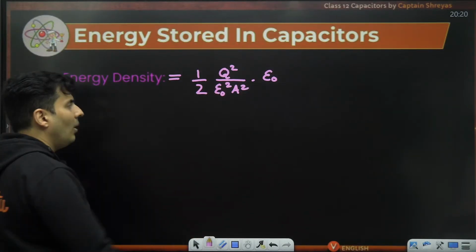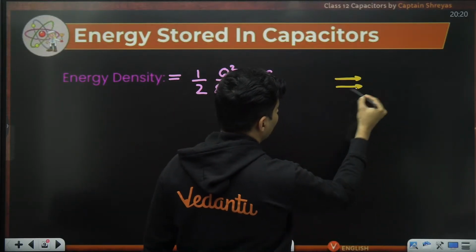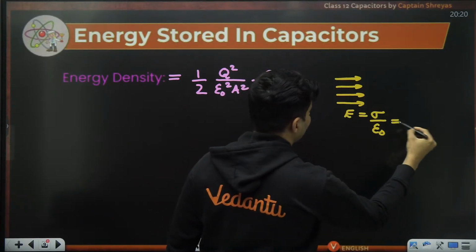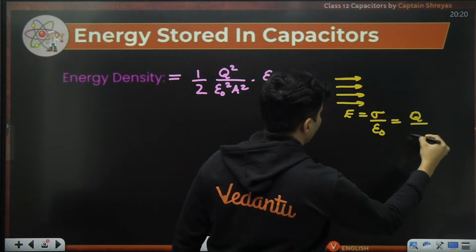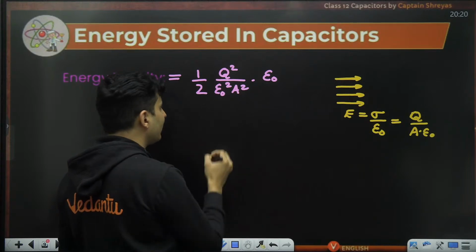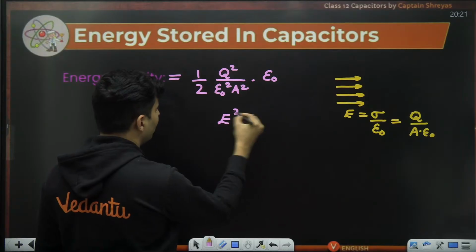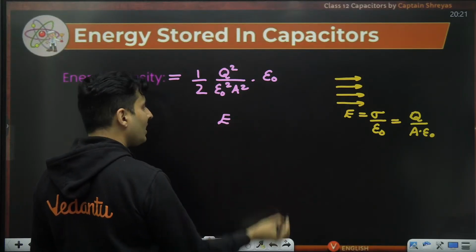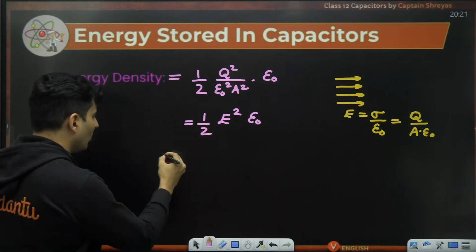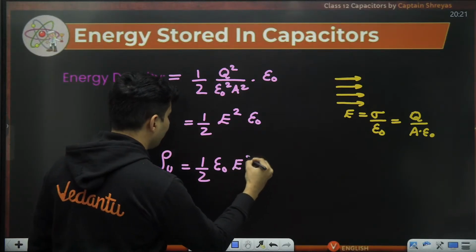Nothing wrong in it. Now what is this? Guys, try to recollect. Electric field between the plates of a capacitor was sigma by epsilon, which was charge by A and then epsilon. So technically speaking, this Q by A epsilon naught is the electric field. So this is nothing but the electric field's square. This is the square of the electric field, if you notice it carefully. And half is there absolutely as it is. So I've got my energy density formula. It is half epsilon naught electric field square.